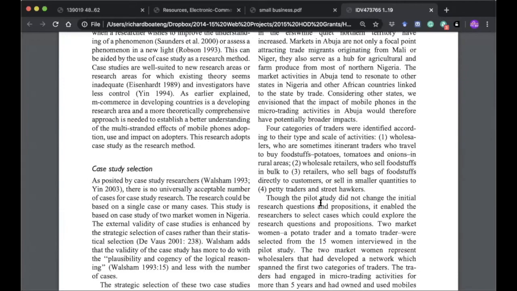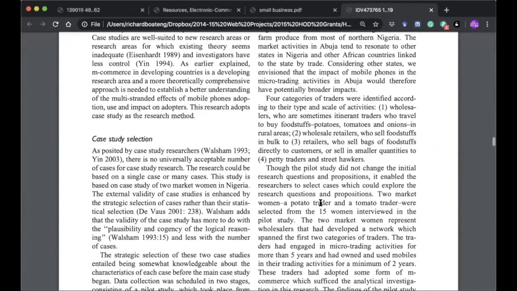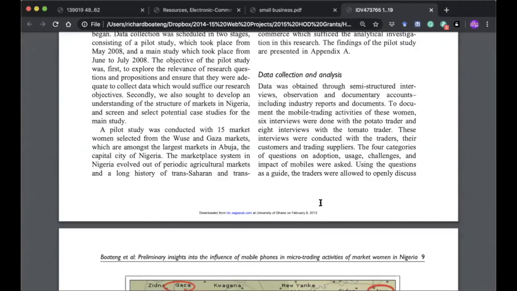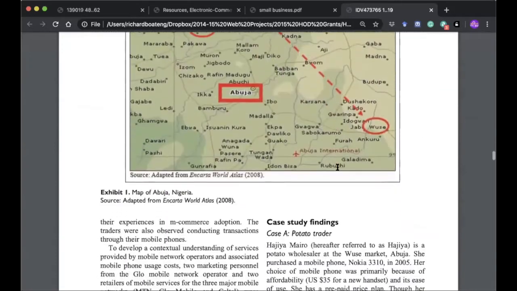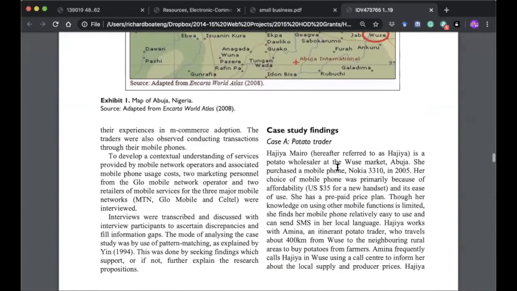So if you read the work, I think that in the case analysis, we mentioned that we use, let me see. Okay, look at it here. Interview transcribed, and the mode of analyzing the case study was by the use of pattern matching as explained by Yin 1994. This was done by seeking findings which support or, if not, further explain the research proposition. So the research propositions tell us the relationships that we are going to look out for.